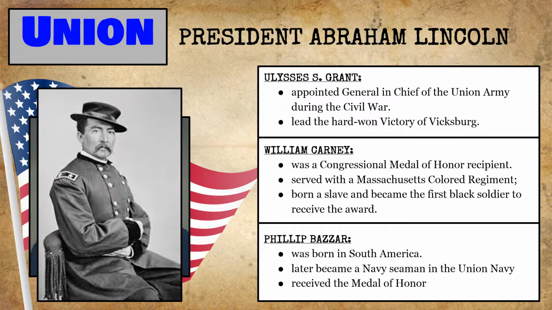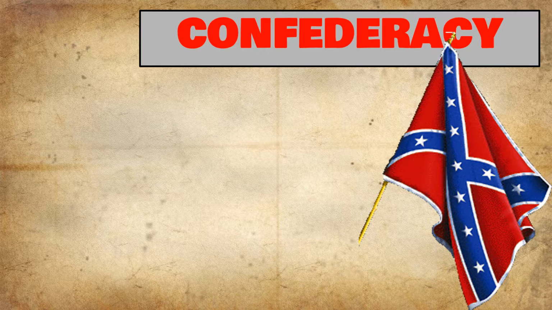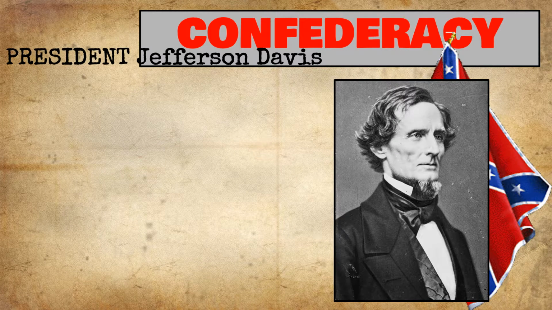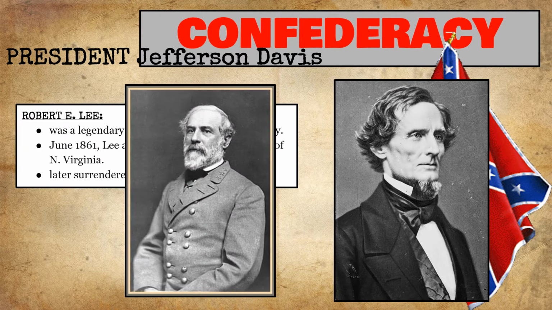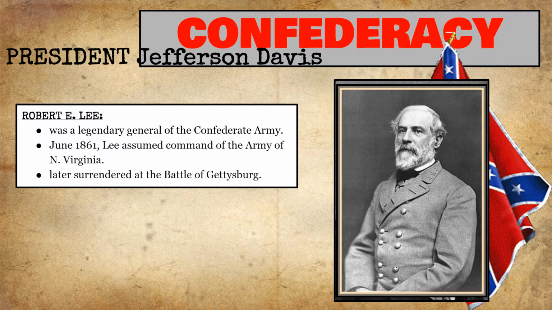So let's talk about our Confederate soldiers. The president of the Confederacy is Jefferson Davis. Our first key player is Robert E. Lee. Robert E. Lee was a legendary general of the Confederate Army. In June of 1861, Lee assumed command of the Army of Northern Virginia. Now, the Civil War started in 1861, so right about then is when he jumped in and started taking over the Northern Virginia Army. Now, keep in mind, Virginia is really close to the Union states. So you can imagine there was lots of action going on in Northern Virginia.